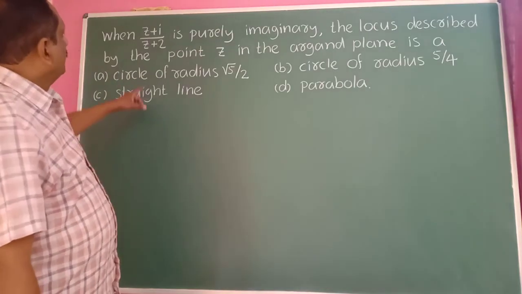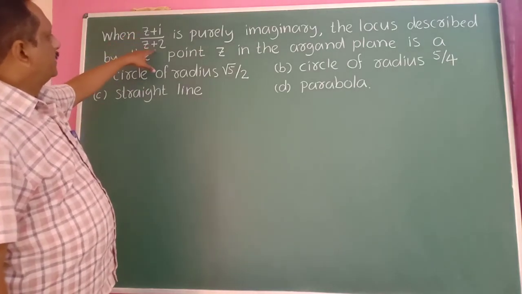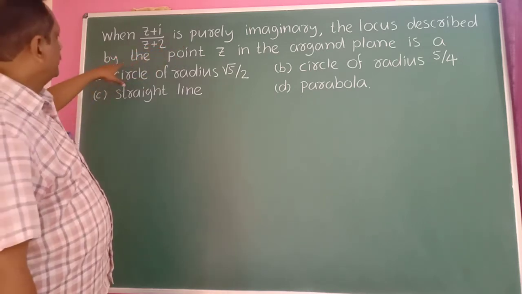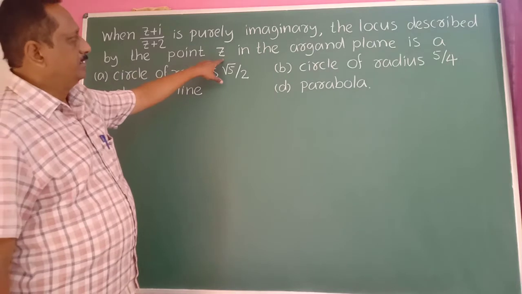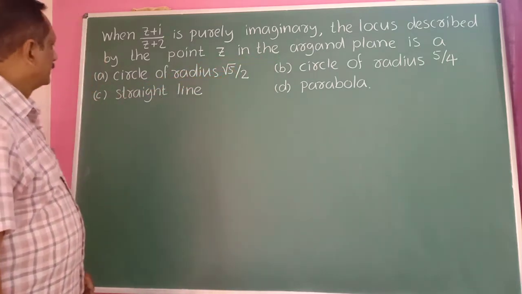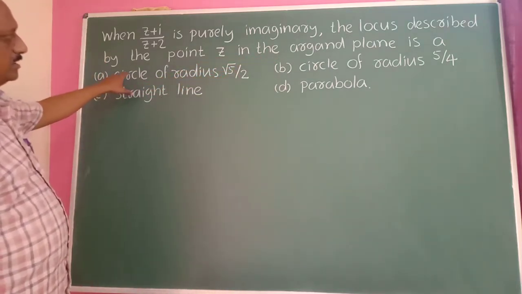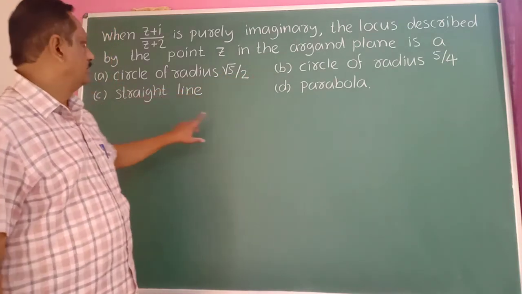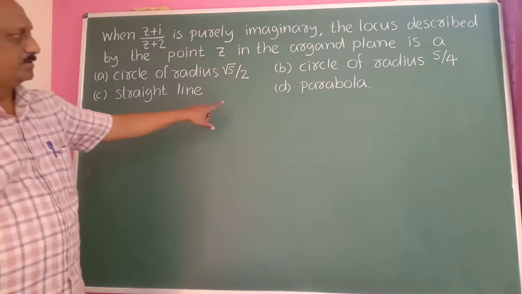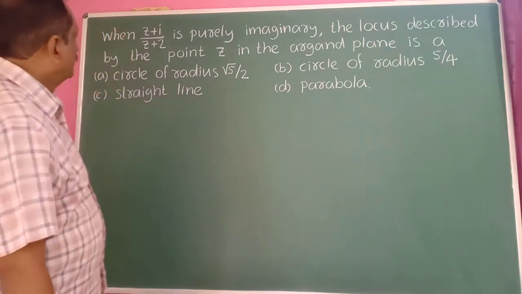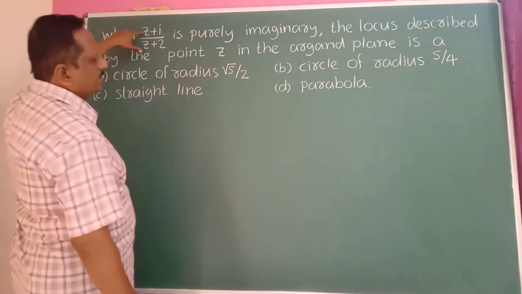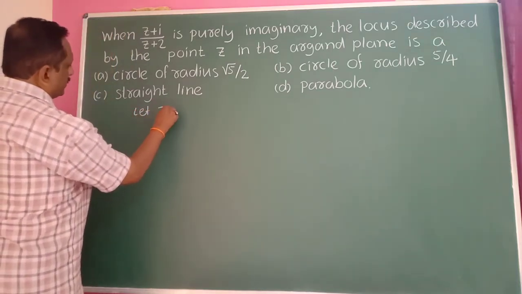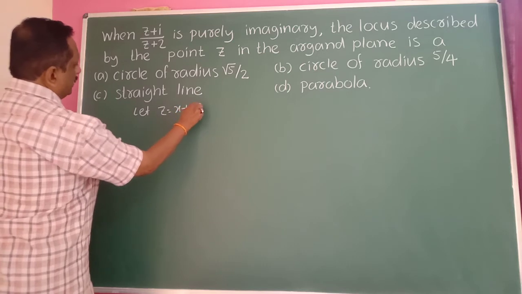Okay. When (z plus i) divided by (z plus 2) is purely imaginary, the locus described by the point z in the Argand plane is: first option, a circle of radius root 5 by 2; second option, a circle of radius pi by 4; third option, a straight line; and fourth option, a parabola. Therefore, take your z as x plus iy. So let z equal to x plus iy.